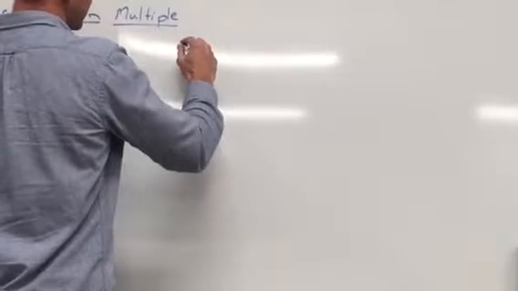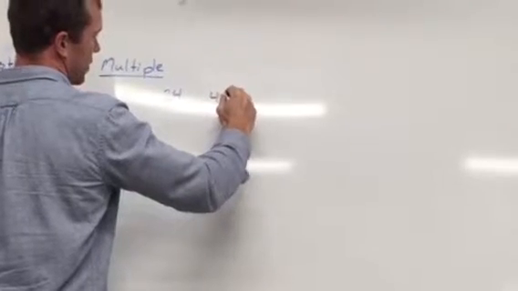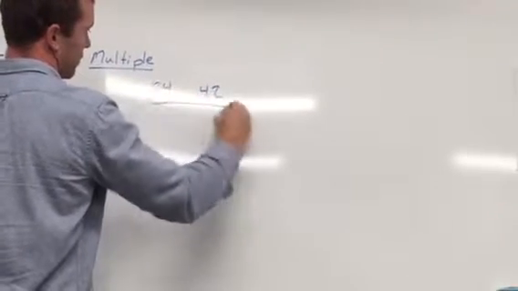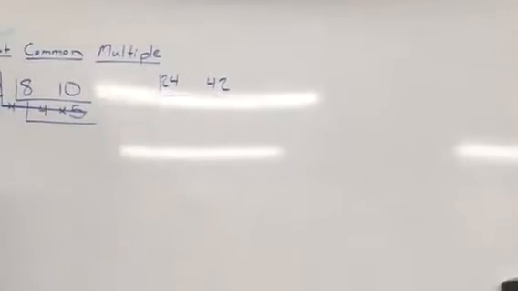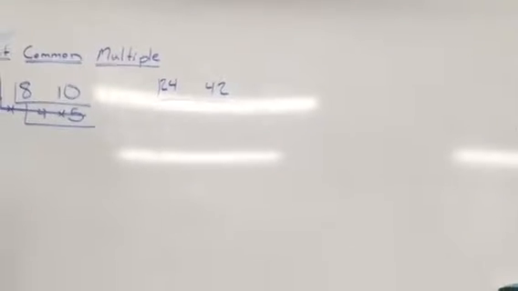Okay, let's do some bigger numbers. 24 and 42. We can list multiples. I'd have 24, 48, 72, 96. It gets hard after that, doesn't it? 42 gets harder. So use the cake method.